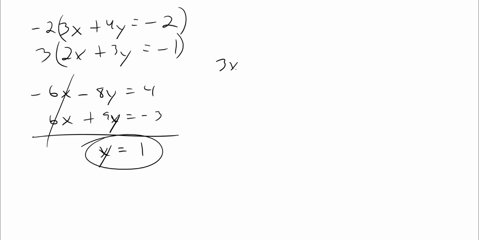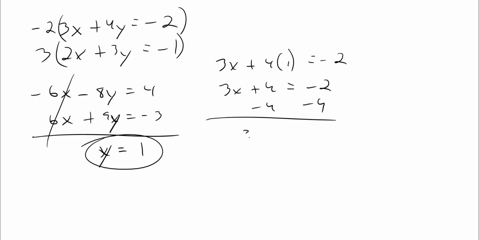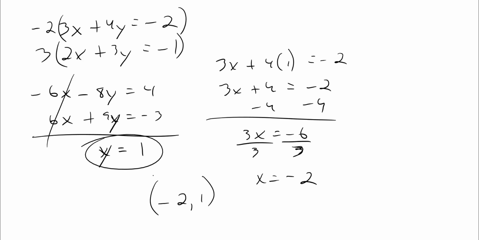So 3x plus 4 times y, which is 1, equals negative 2. So 3x plus 4 equals negative 2. Subtract 4. So 3x equals negative 6, and divide by 3. And you get x equals negative 2. So the answer for this problem is negative 2 comma 1. Give it to me in the coordinate all the time.